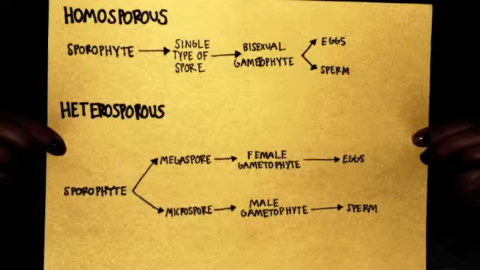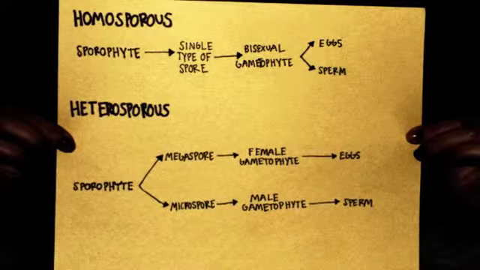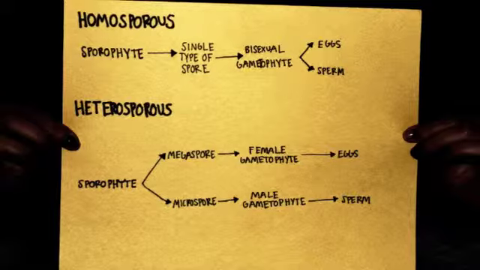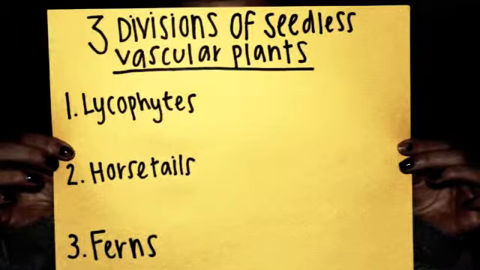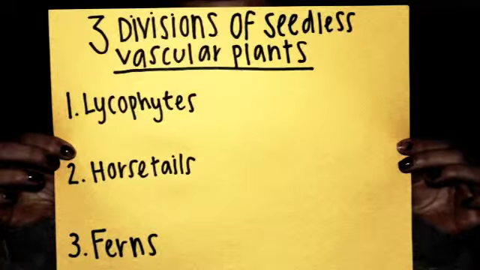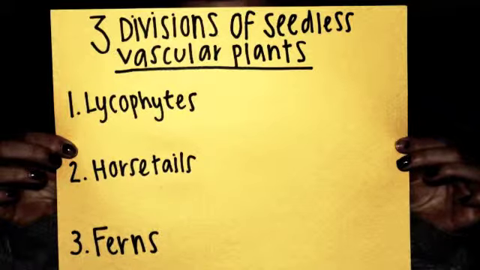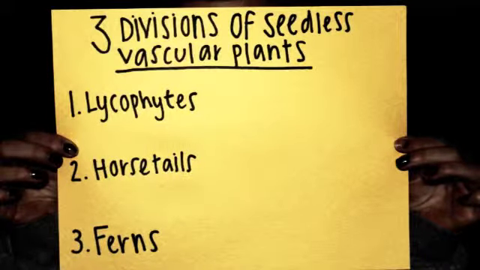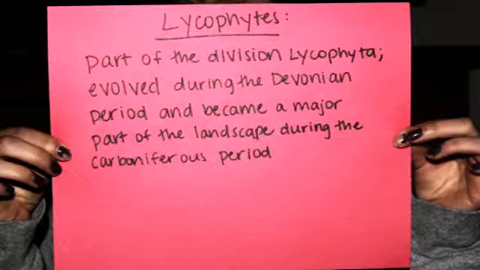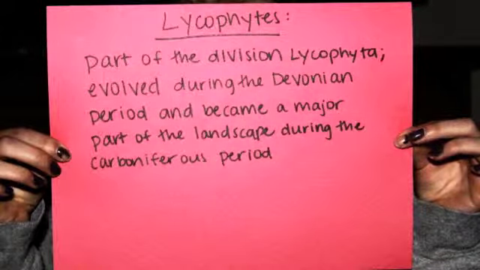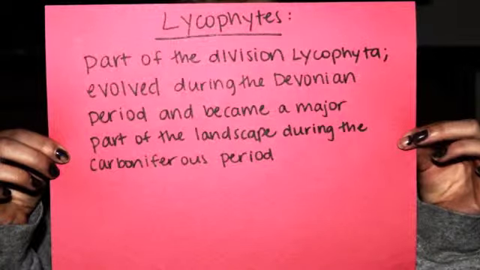So this diagram here shows the difference between homosporous and heterosporous. Learning about seedless vascular plants, we found that there were 3 different divisions. The first division is lycophytes, the second is horsetails, and the third division is ferns. The first division is lycophytes, which evolved during the Devonian era, and it was a major part of the landscape during the Carboniferous period.